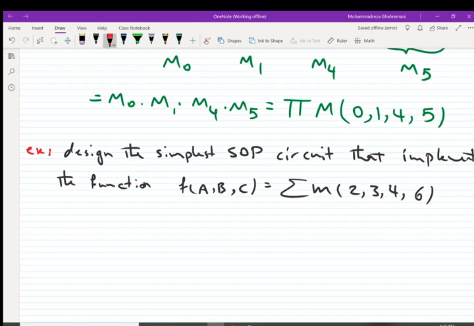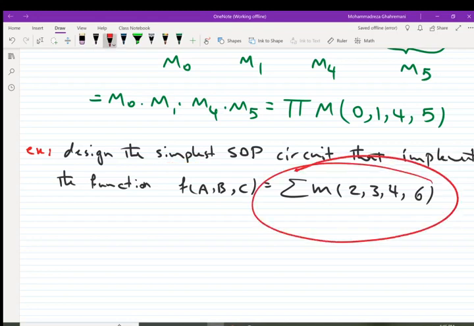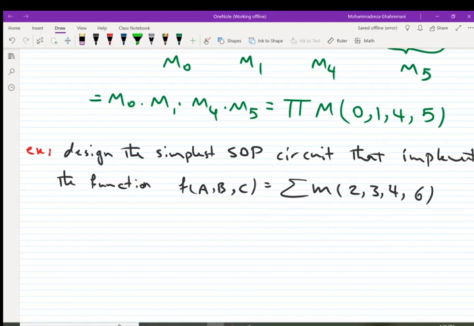The first thing, it says the simplest, so it doesn't have to be canonical. So we can simplify the function. So we have the max terms, and we need to find the function. In order to simplify, we need to find the function. How can we find the function from Maxterm? Do we need to draw out the truth table?